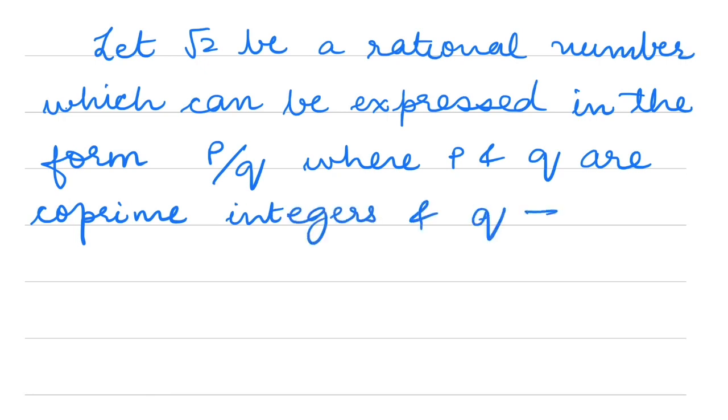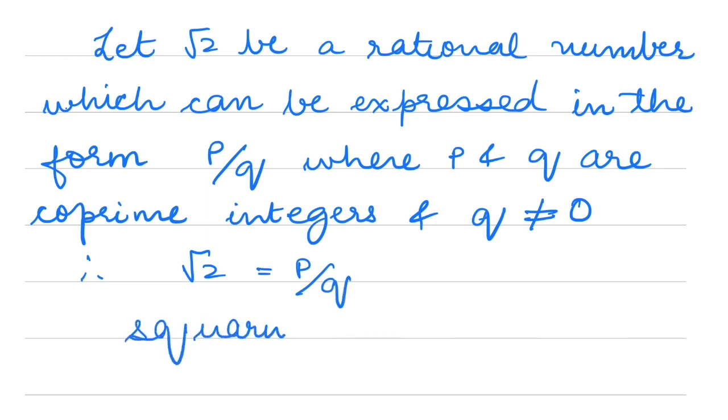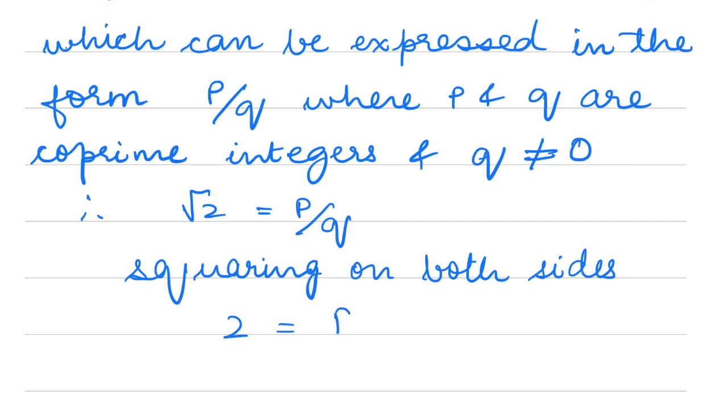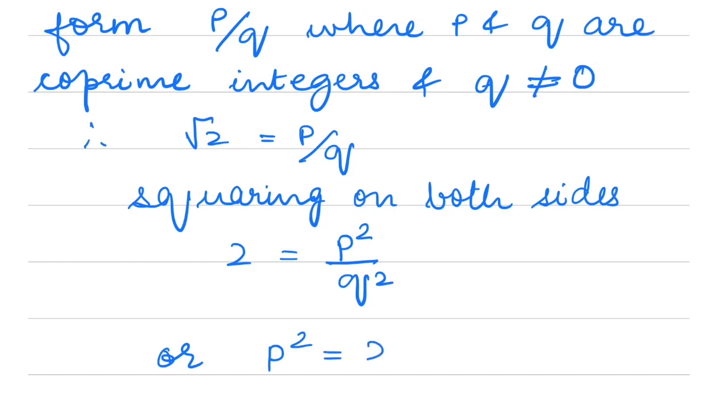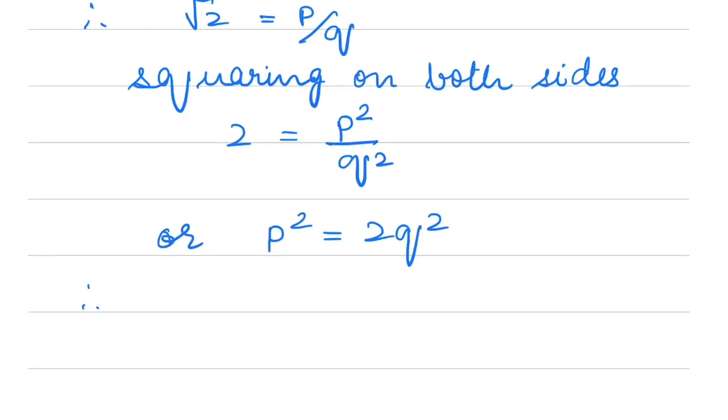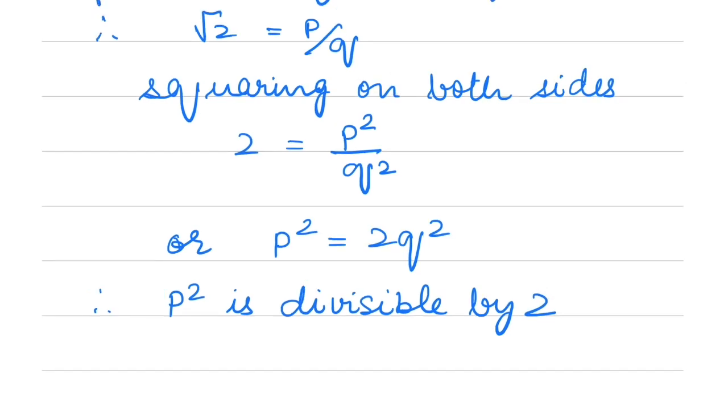And q is not equal to 0. Therefore, we can write down root 2 is equal to p by q. Now squaring on both sides, we get 2 is equal to p square by q square. p square is equal to 2q square. Therefore, p square is divisible by 2. So we can say p is divisible by 2.